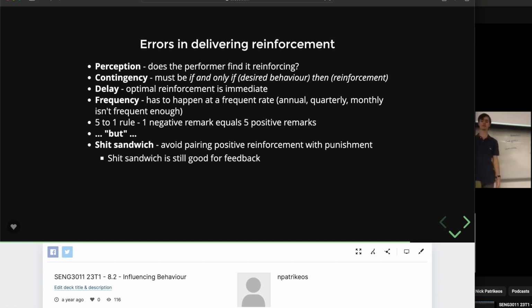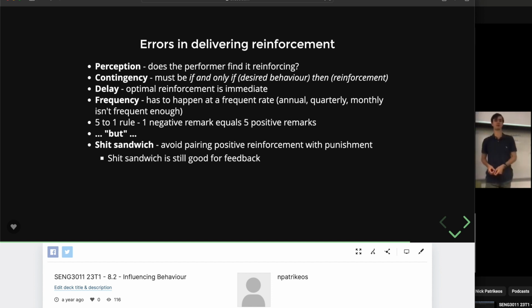So it has to be if and only if the desired behavior, then I get the reinforcement or the reward. Like if and only if we get to 85% on my experience, then everyone in the course gets a bonus mark. It can't be just like, oh, you can also get a bonus mark on the course by, I don't know, doing your blog for this week, for example. Then there's delay.